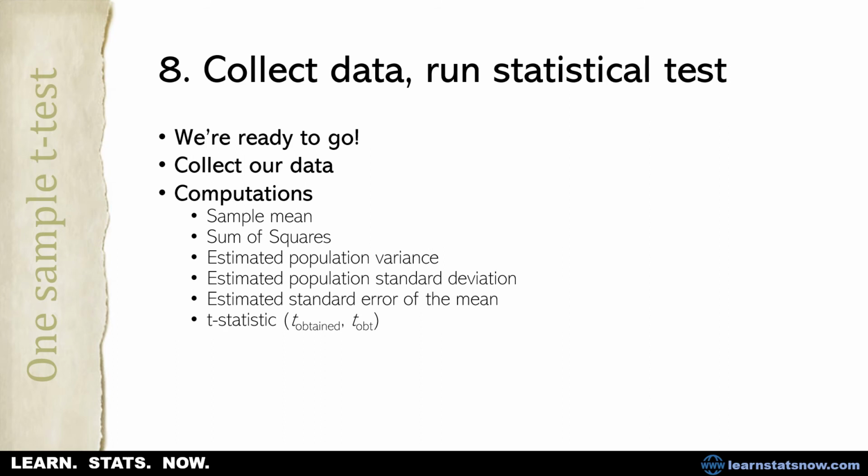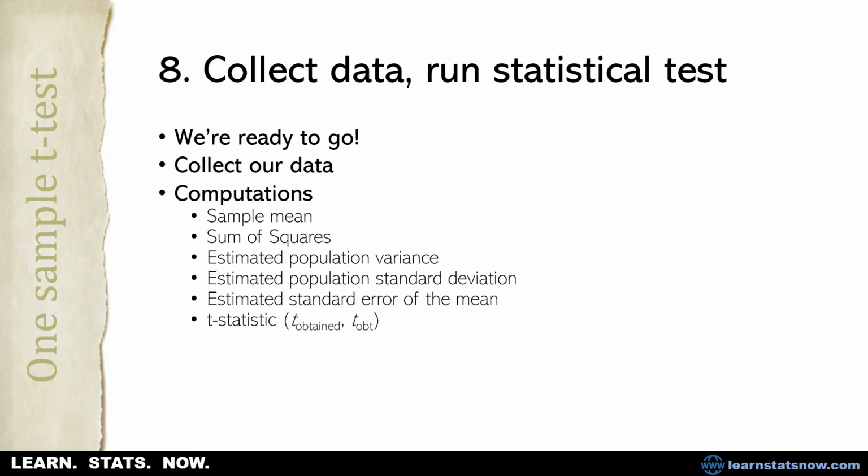We're going to need to calculate the sample mean. We've got to do sum of squares. And because we don't have the population variance, we've got to estimate that. And then from that, we'll calculate the estimated population standard deviation. And then we're going to calculate the estimated standard error of the mean. And then finally, the t statistic, which is what we're really interested in.